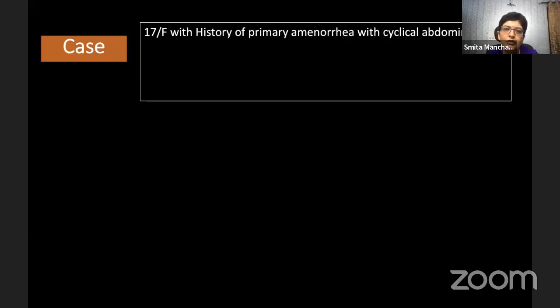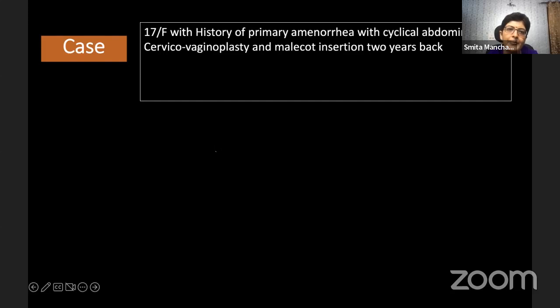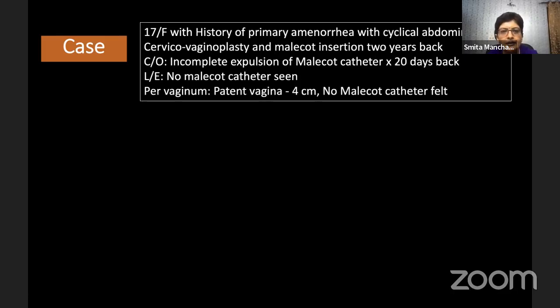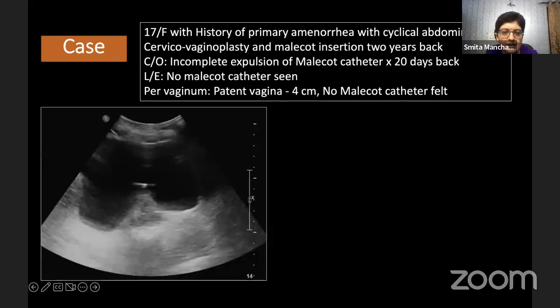Another case, a 17-year-old girl with a history of primary amenorrhea and cyclical abdominal pain, but she had undergone a cervicovaginoplasty and Malecot insertion at about 15 years of age. There was an incomplete expulsion of the Malecot catheter, according to her, 20 days back. And now she has pain recurring. On local examination, there was a patent vagina because the cervicovaginoplasty had been done, and no Malecot catheter was felt even on clinical examination.